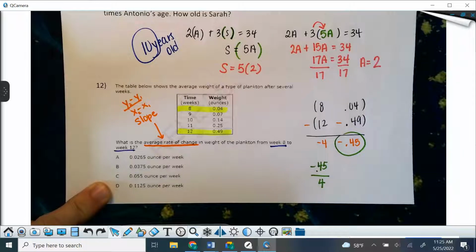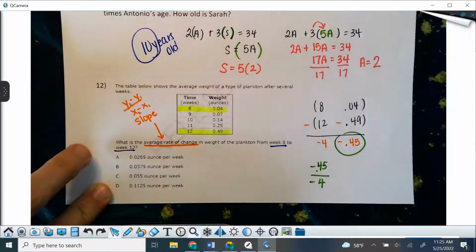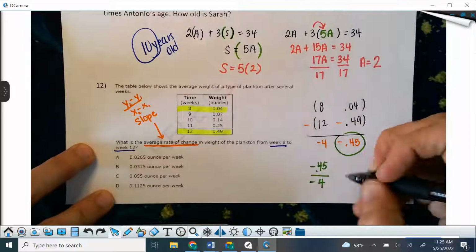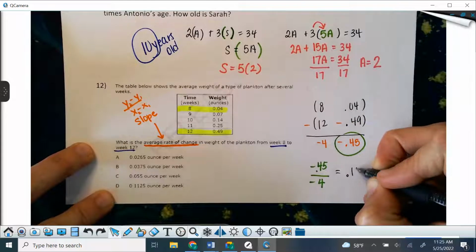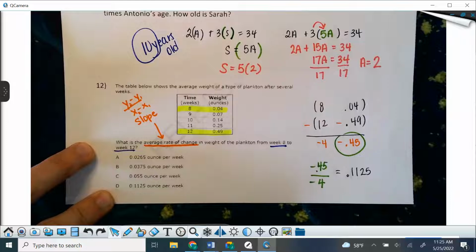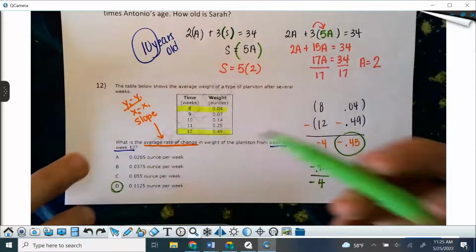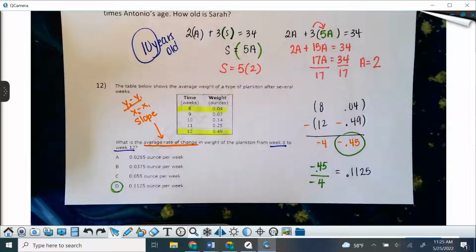Oh, because I left off the negative on the 4. So I was like, why am I getting a negative and they're not? So it's 0.1125, D. Now, if you had run the entire table in your calculator, that answer is there as well.